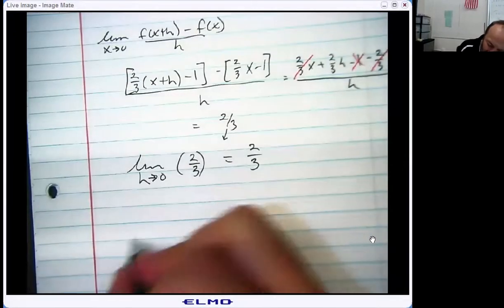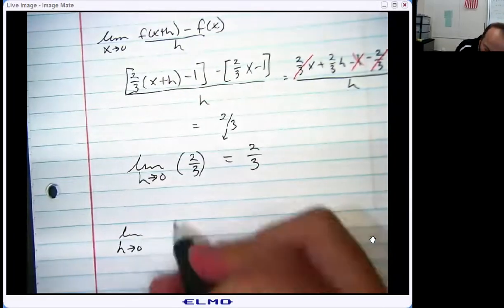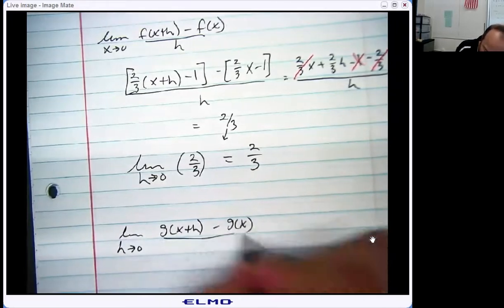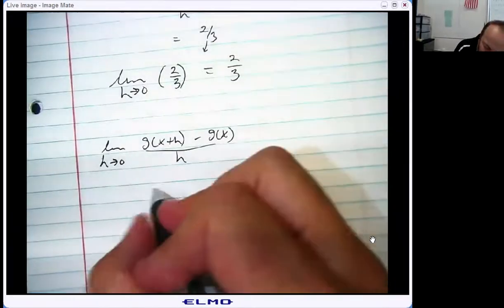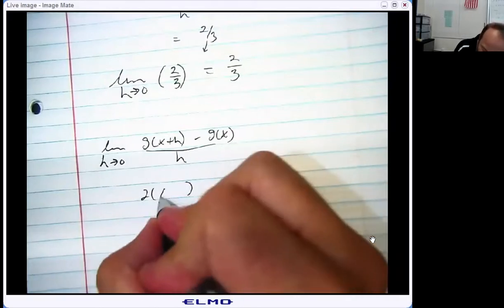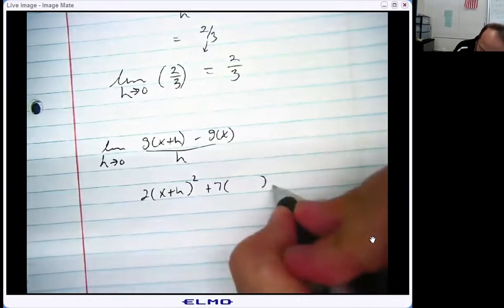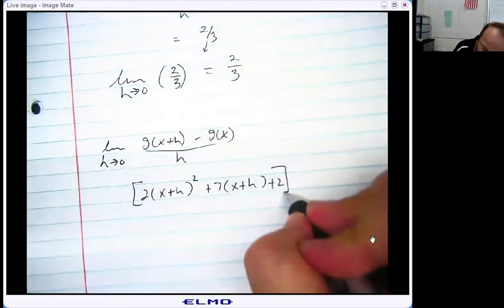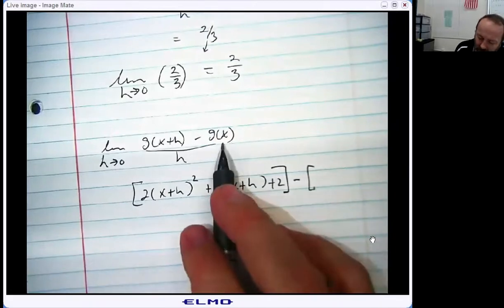Now, if we did the same thing with the secondary function, the limit as h goes to 0 of g of x plus h minus g of x all over h. This is one that we do have to really watch for the little nuances. So again, I'll go ahead and take a look at g of x itself. Here's g of x plus h. So I took 2x squared plus 7x plus 2. So now when I put that in, this is all g of x plus h. A lot of students will forget that when they do all of this work, they still have to remember to subtract the original function back.